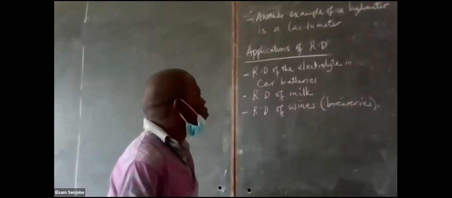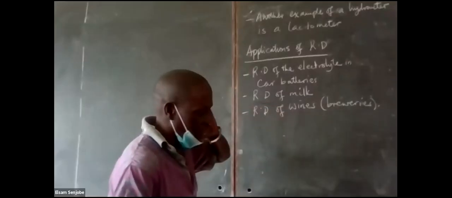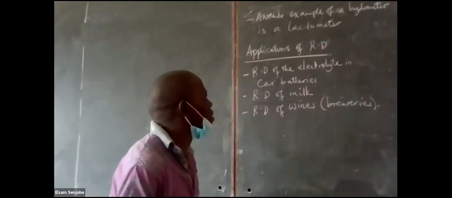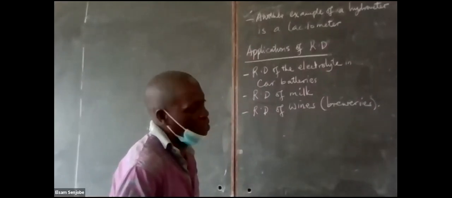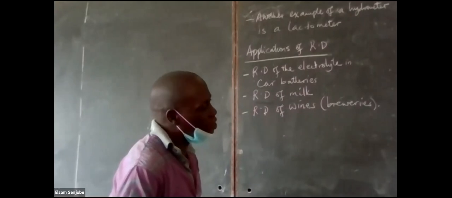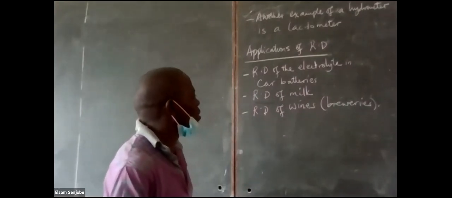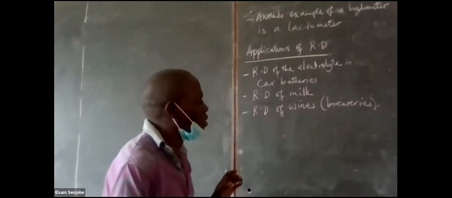Number two, hydrometers are very commonly used in the milk industry. In the milk industry, they are given a new name, and that name is lactometer. Can you give me lactometer? After I wrote it, I've written these things. But let me first talk about lactometer.